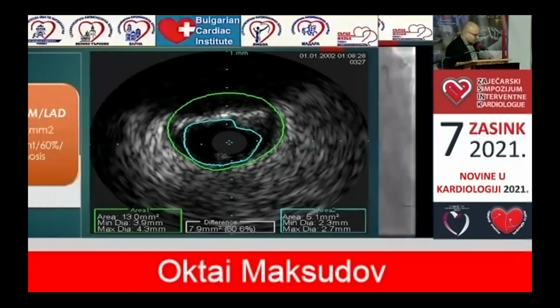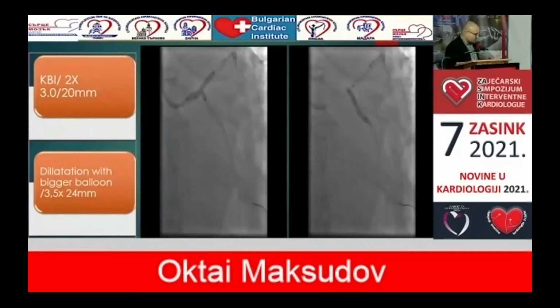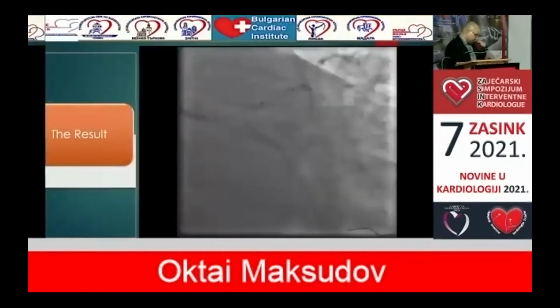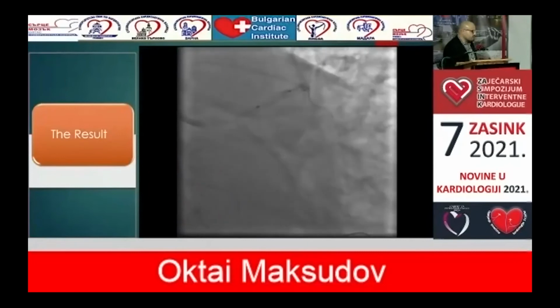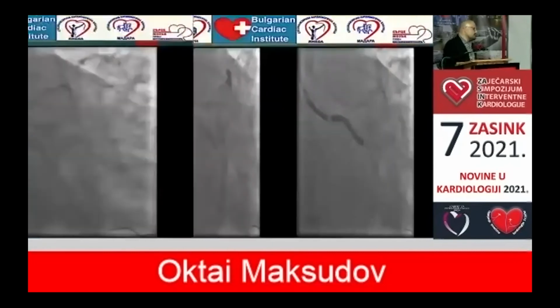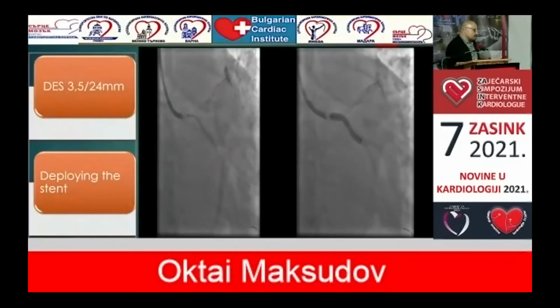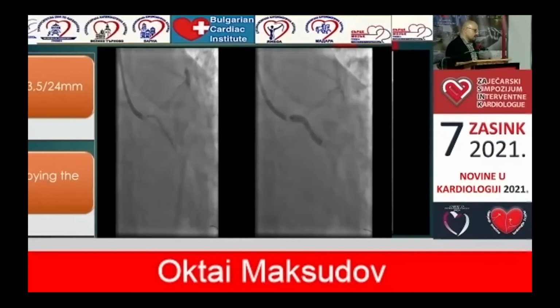So we did kissing balloon. We started the procedure with 2 kissing balloons. After that, we did predilatation of the in-stent restenosis of the circumflex artery with a bigger balloon. This is the result after the predilatations. Then we put the stent in the circ, and this is the result after the stenting.